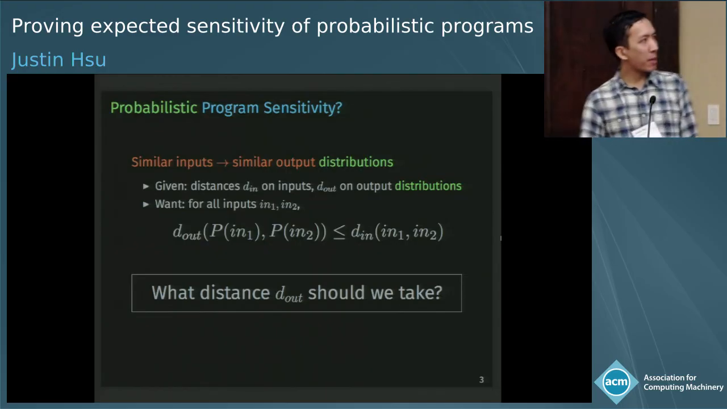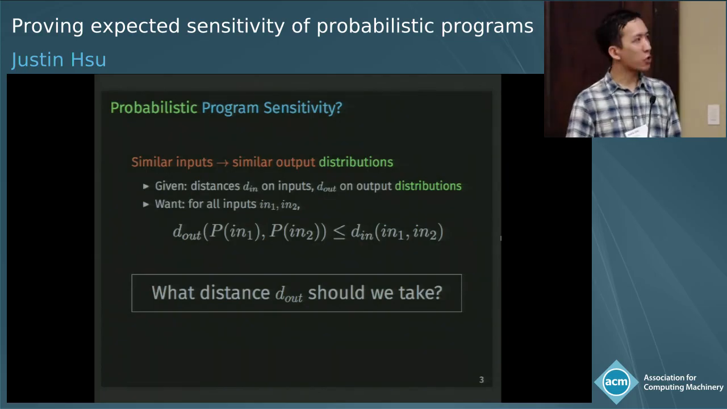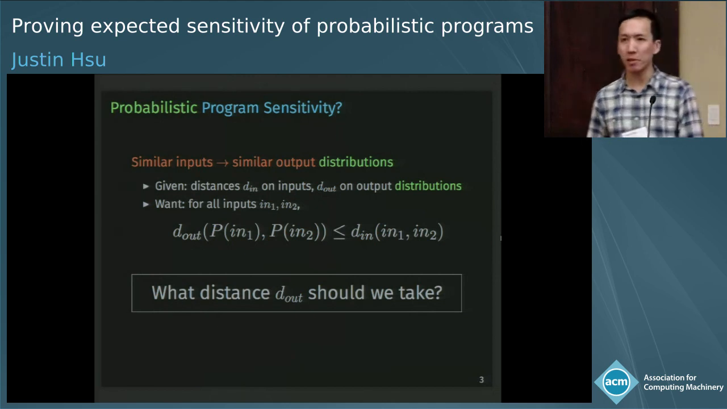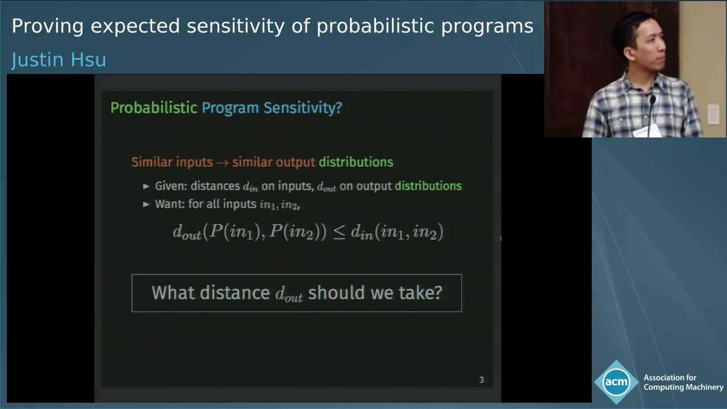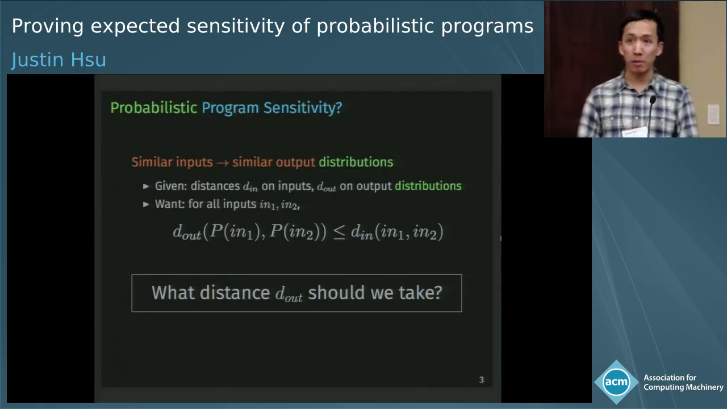Intuitively, when we're working with non-probabilistic programs, standard programs or functions, on these non-probabilistic spaces, there are many standard distances. You may take the distance on the real numbers, or the distance on pairs of real numbers, or maybe the Hamming distance on sets. These are standard distances. But for distance on distributions, we have a lot of different choices. And it's also not clear which distance we should take for the output distributions to ensure that we have good composition properties. So this is the subject of this talk.